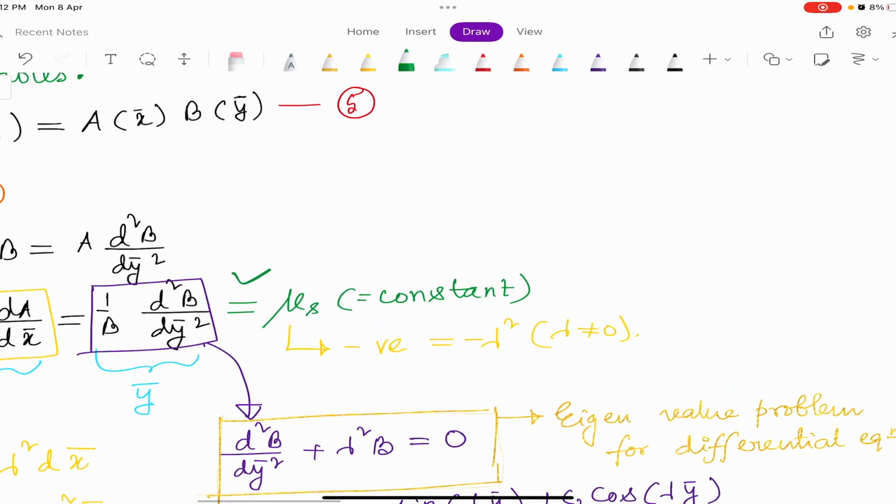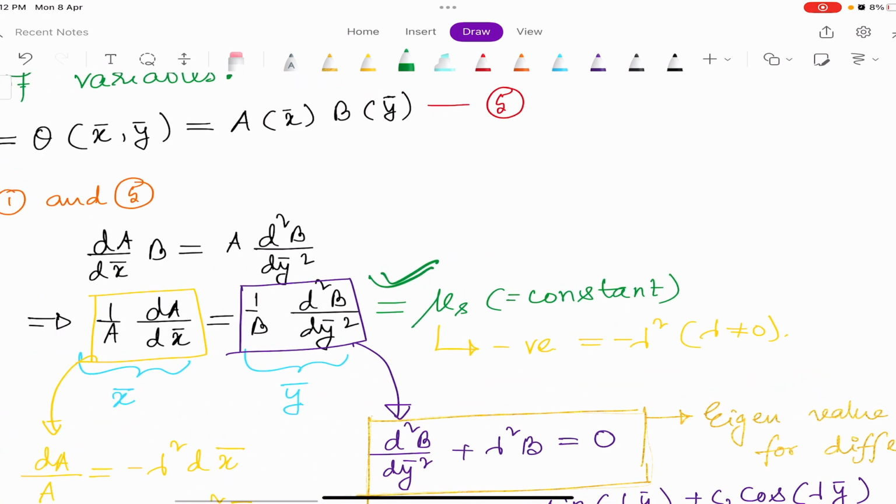So you have to do it, and you have to convince yourself whether for z tending to infinity, psi is going to 0 or not. If this is not happening, then our total solution is wrong. So you have to convince yourself by solving for psi by the method of separation of variables. So that is your homework.